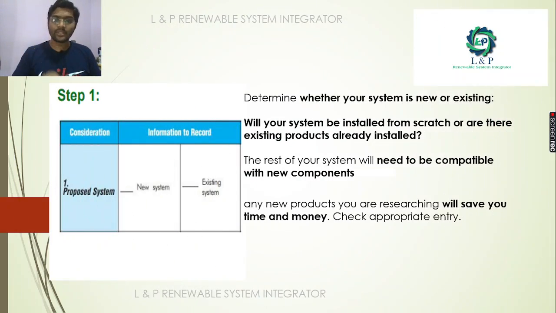The first step is that you need to know about the proposed system, whether your system is a new one or an already existing one. It means either you have to install it from scratch, or it is already existing and we need to modify it. And most importantly, whenever you plan for an existing system or a new system, make sure it is compatible with the new components. Because if you do research while choosing a new product, it will save your time and money.